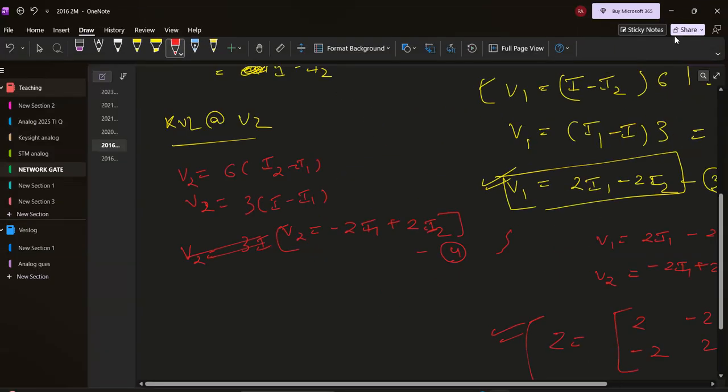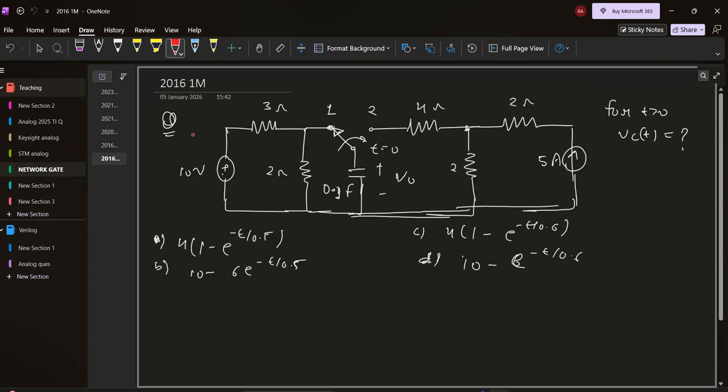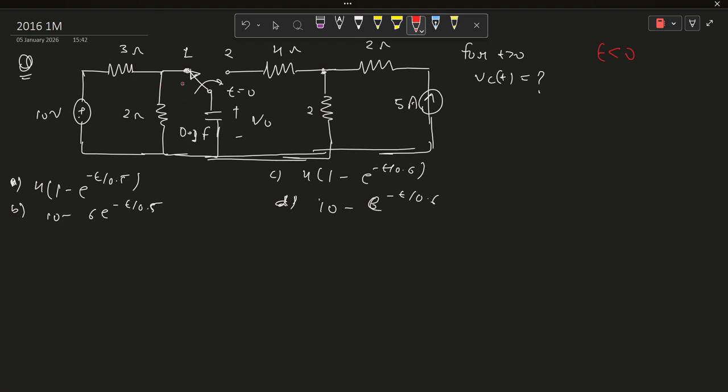Now move to the second question. This question was given for t less than 0. The circuit is in steady state, and at t equals 0 the switch is moved from position 1 to position 2, and we have to find the voltage equation of the capacitor. This one is very simple.